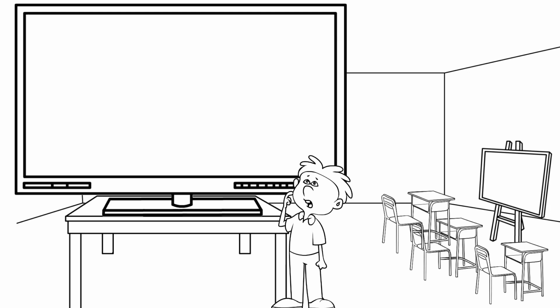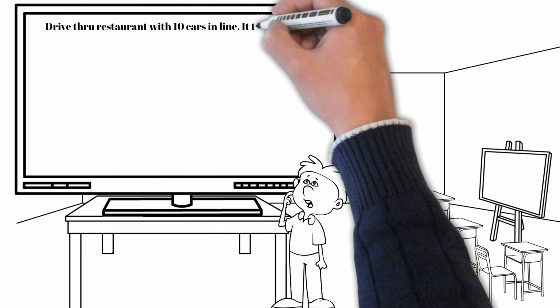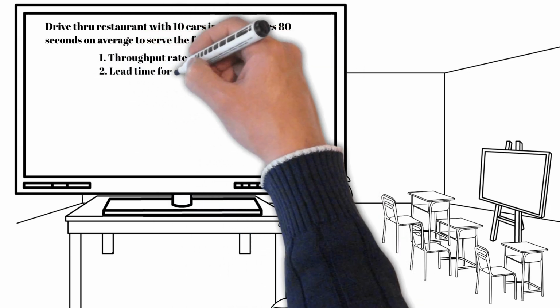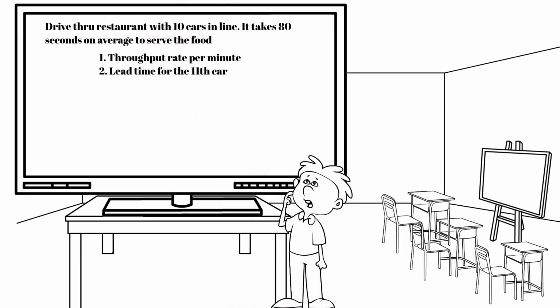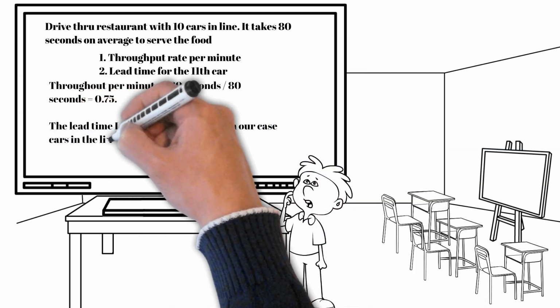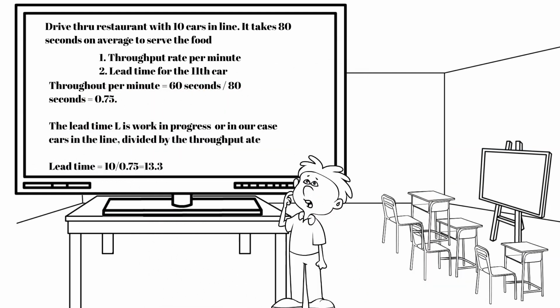Consider an example of a drive-through restaurant with 10 cars in line. It takes 80 seconds on average to serve the food. Calculate throughput rate per minute and lead time for the 11th car. Throughput per minute is a ratio of 60 seconds to 80 seconds, which is equal to 0.75. It tells us that the restaurant serves 0.75 cars per minute.